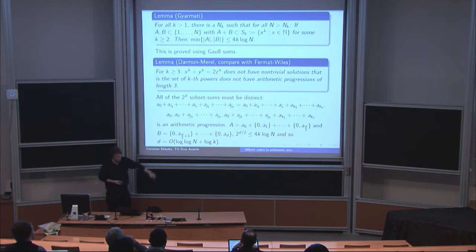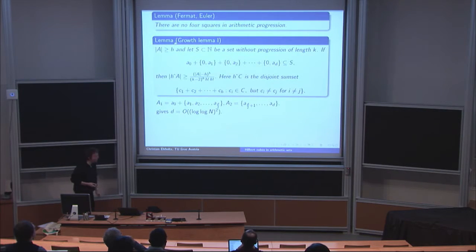The lemma corresponding to Fermat's last theorem doesn't exist. It's a bit more complicated. We replace it by Fermat's lemma: there are no 4 progressions in the squares.